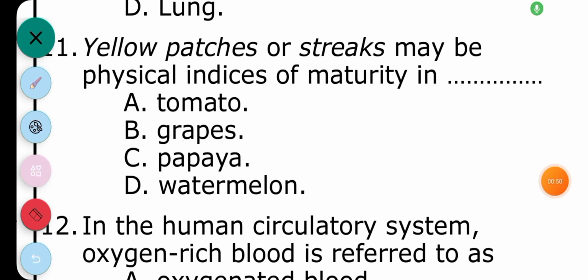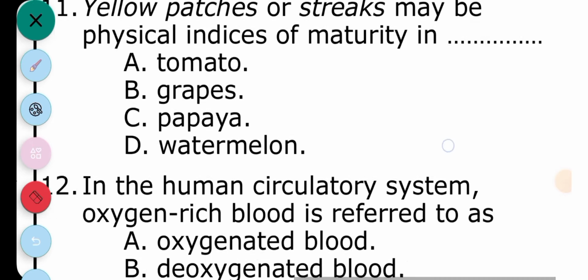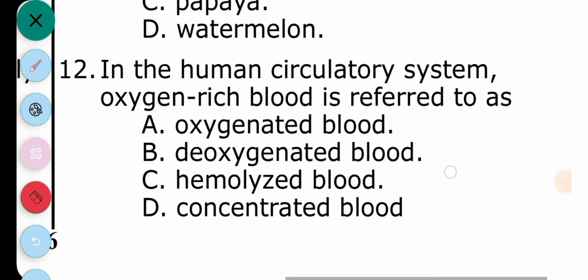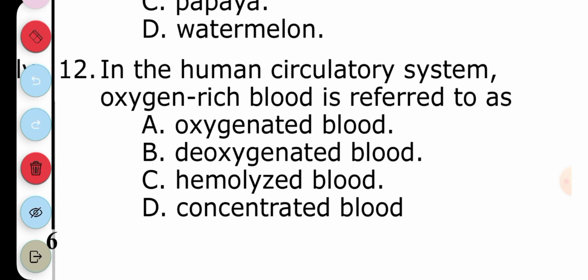Question 11. Yellow patches or streaks may be physical indices of maturity in... So the answer is B, Grapes. Question 12. In the human circulatory system, oxygen-rich blood is referred to as A, Oxygenated blood, B, Deoxygenated blood, C, Hemolyzed blood, D, Concentrated blood. The answer to question 12 is A, Oxygenated blood.